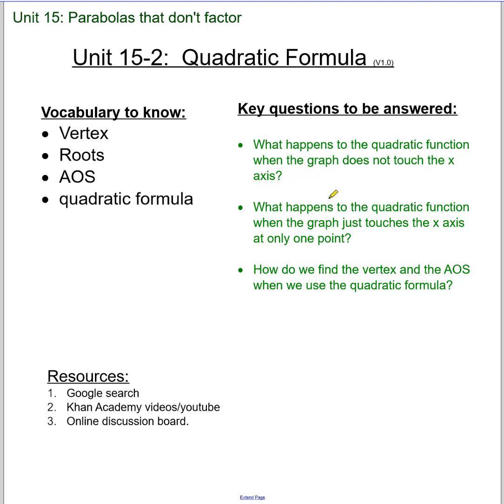I'm going to answer 2 of them, and then this question, you probably figured it out from last week's homework, or you'll figure it out from tonight's homework, okay? But the 2 questions I'm going to focus on, the number 1 question, what we need to learn today is, how do we find the vertex and the AOS, the axis of symmetry equation, when we use just the quadratic formula? In other words, no factoring. And no Desmos, of course.